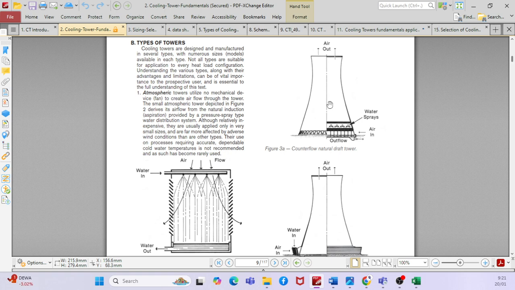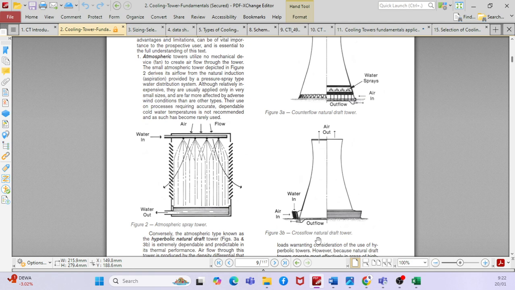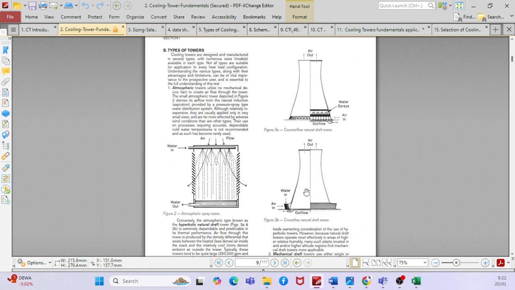Just that in the counterflow scenario, the air would always go from the bottom to the top, right? Yeah, from the bottom to the top. Whereas the cross flow will be in the cross way, like perpendicular. So the water will be coming from the top to the bottom, and the air will be from right side to left side, or left to right, whichever it is. It could be either way.